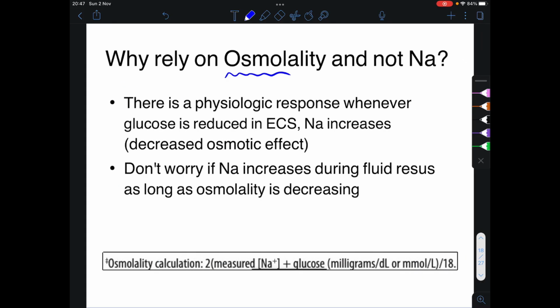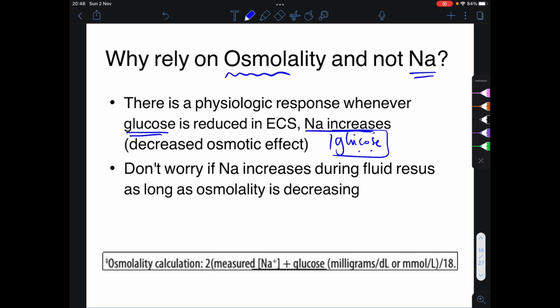Now, why do we rely on osmolality and not look at the sodium? The problem is that once you start introducing fluids, the glucose is reduced, and when glucose decreases, less fluid is in the intravascular compartment. So once glucose decreases, the water decreases, and that causes an increase in sodium.